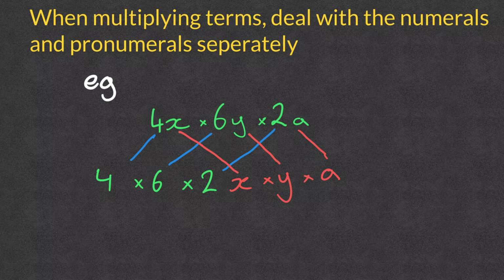Let's look at the green. 4 times 6 is 24, and 24 times 2 is 48. And x times y times a is just xya, or if you want to write it more correctly, it's axy because it's in alphabetical order. Remember, in algebra we have those little invisible multiplication signs in between those letters.